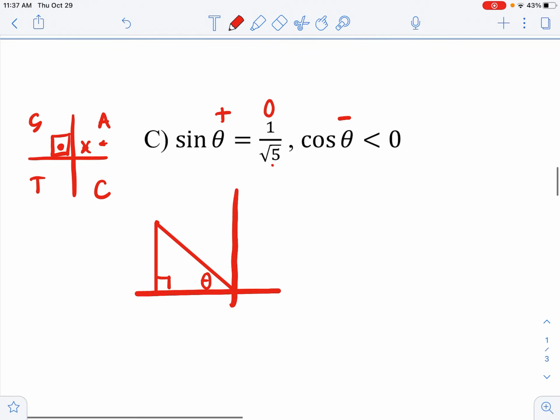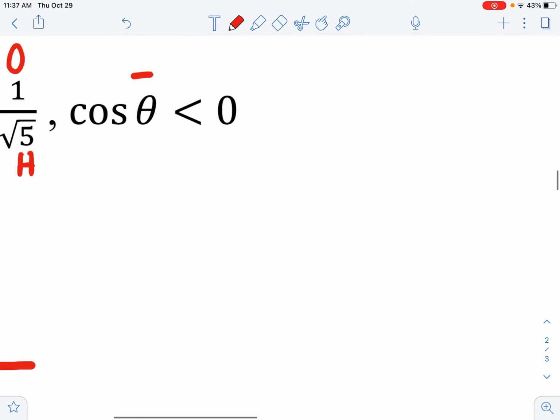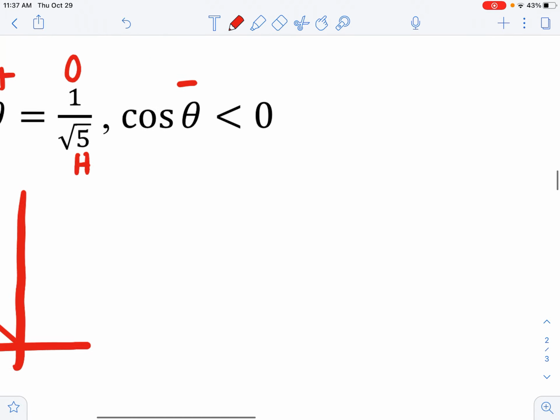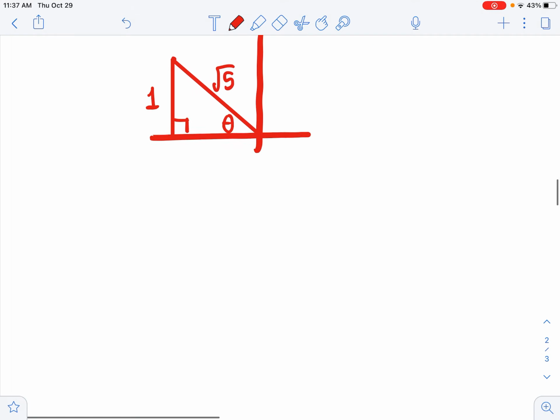And now I'm going to label what they gave me. So they gave me sine again. Sine is opposite over hypotenuse. So opposite's 1, hypotenuse is root 5. If I look at my extra set of information, they didn't give me the adjacent side through anything. So I have to find the adjacent side myself.